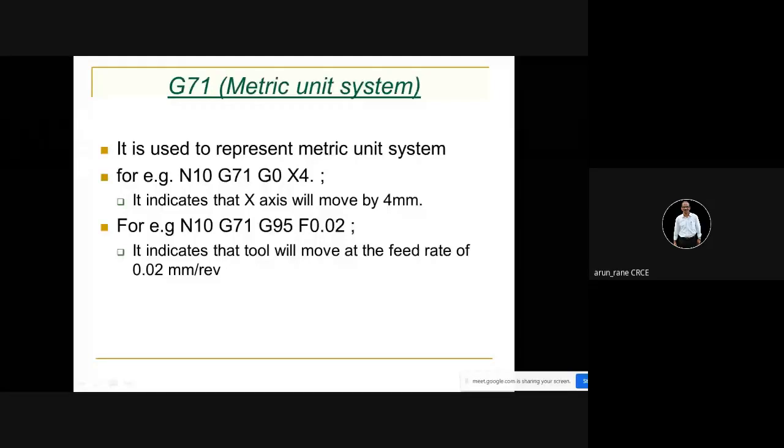So remember, be careful. Suppose you want to move the tool by 2 millimeter per minute, but you give G70 by mistake. Then instead of 2 millimeter it will take 2 inches. So it will move faster. Understand? So some damages may occur. Again, G71 is also a modal code.